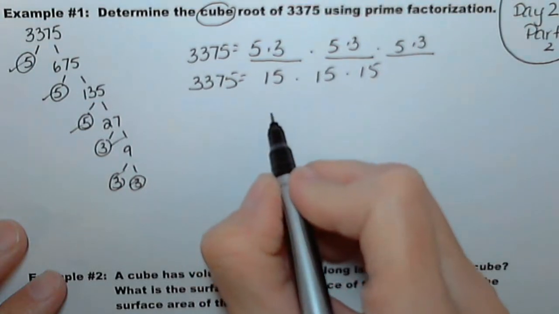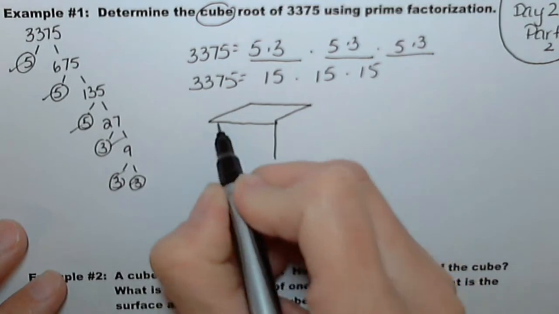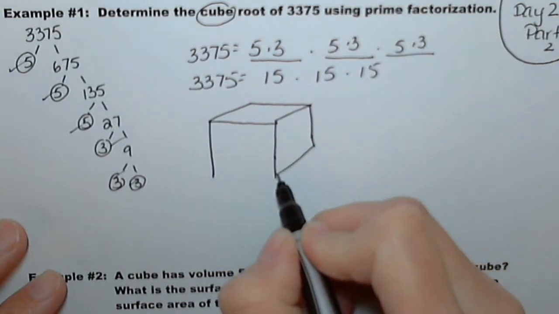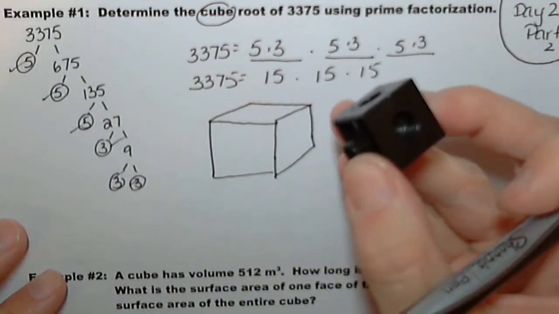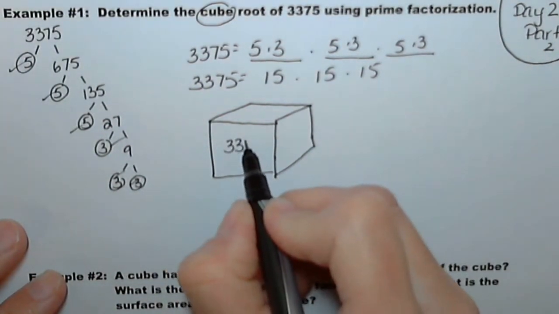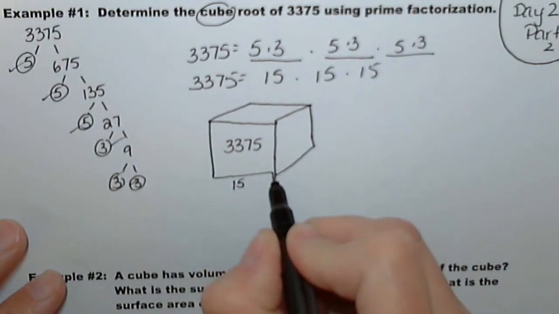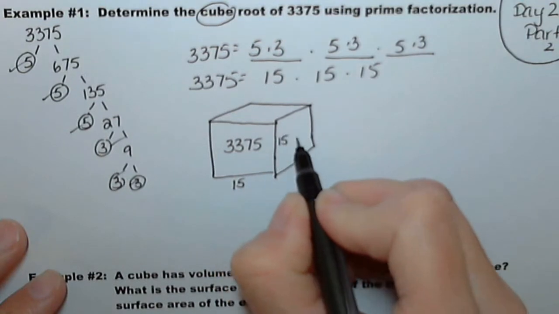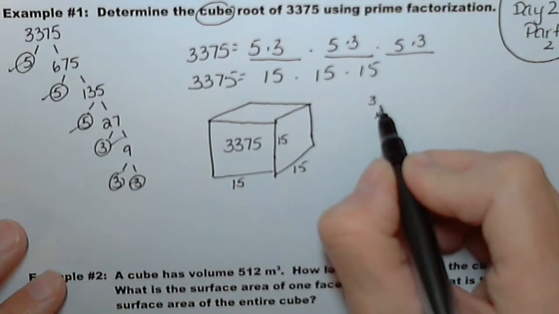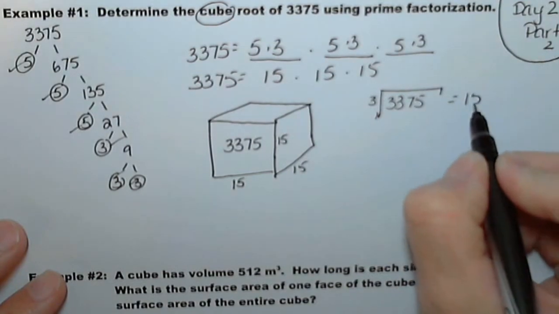Now, what does that mean? Well, pictorially, it means that if I was to make a swimming pool out of those little blocks that I had, it would take 3,375 blocks to build this particular swimming pool. It would be a cube, and it would be 15 blocks wide, 15 blocks high, and 15 blocks long. That also tells me that the cube root of 3375 is 15.